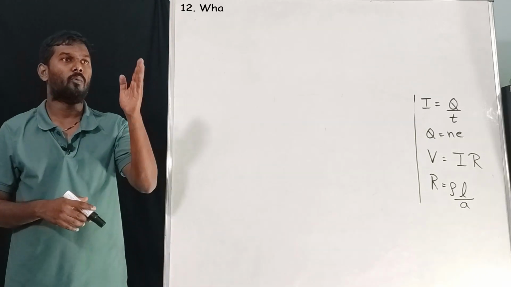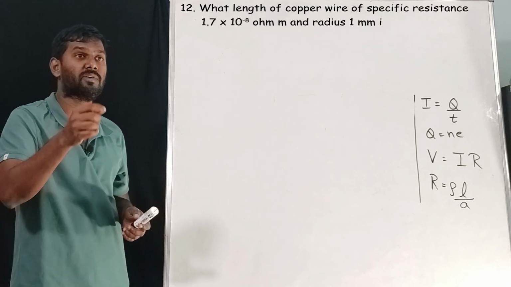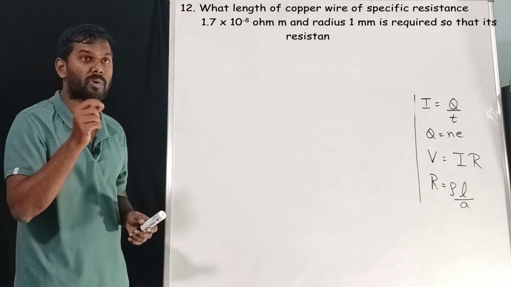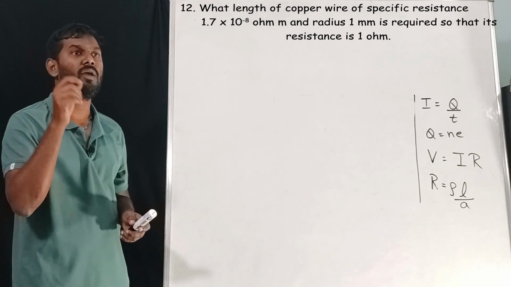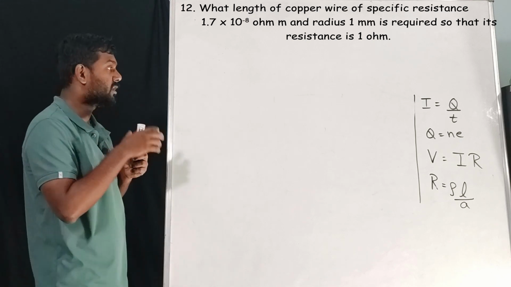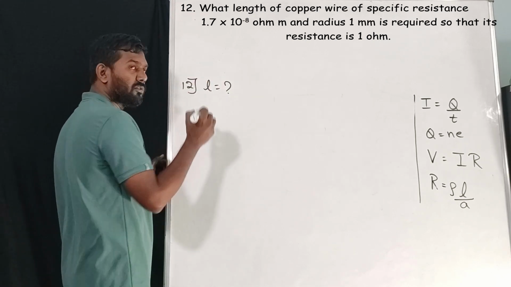Question number 12. What length of copper wire of specific resistance 1.7 into 10 power minus 8 ohm meter and radius 1 mm is required so that resistance will be 1 ohm? So we need to find the value of length.